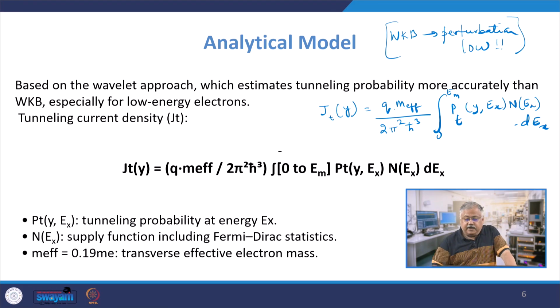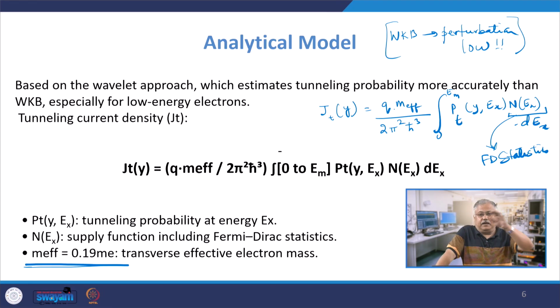This is basically coming from FD statistics, Fermi-Dirac statistics. M effective we are assuming to be equal to 0.19 times the electron mass. So, what we are assuming is that when there is a barrier available, the effective mass of an electron becomes 19% of the rest mass of the electron, right. And we are integrating it from 0 to Em. Em is basically the maximum energy to which the barrier is located, right. Ex is basically the energy at any point x in the channel, and P_t is the tunneling probability.